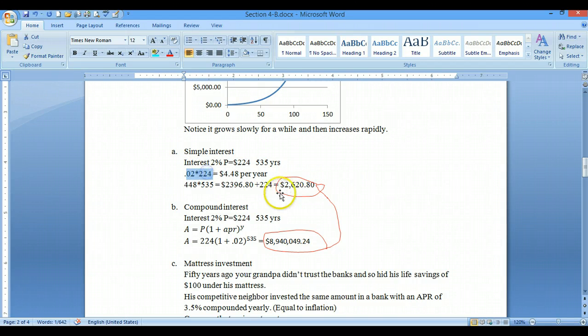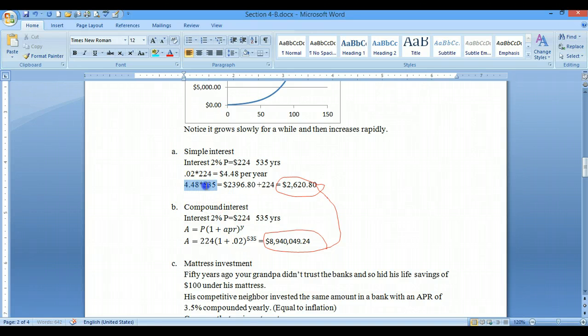0.02 times $224 is only $4.48, not even $5 per year. Now, I have 535 years, and I have $4.48, so I times those together. That should be a decimal.